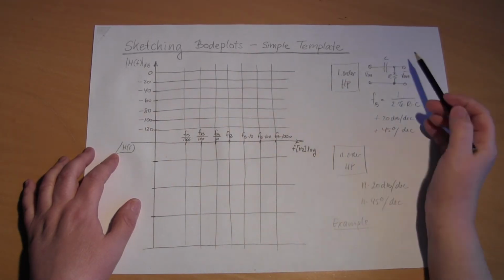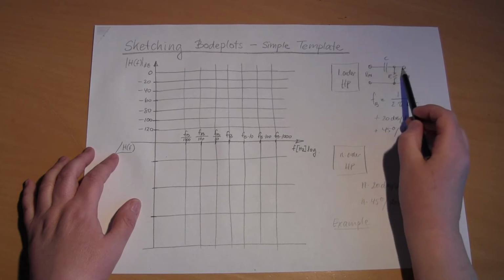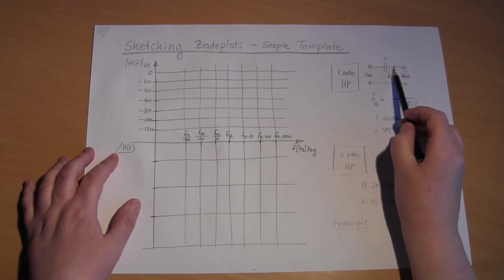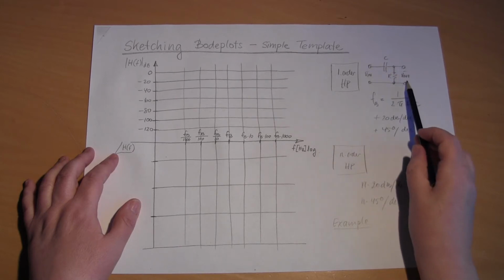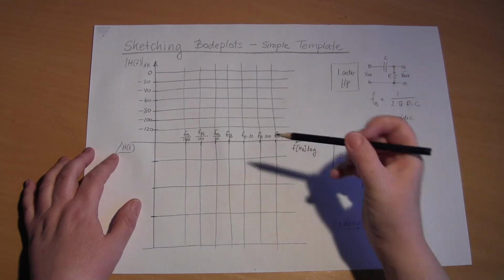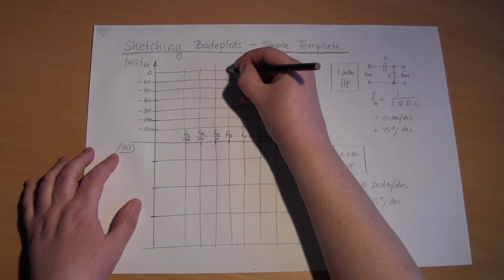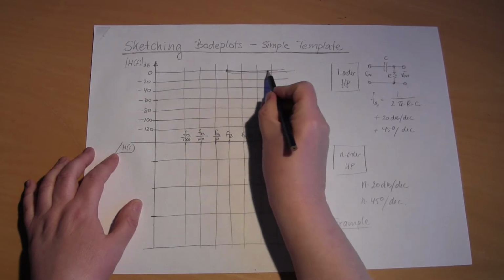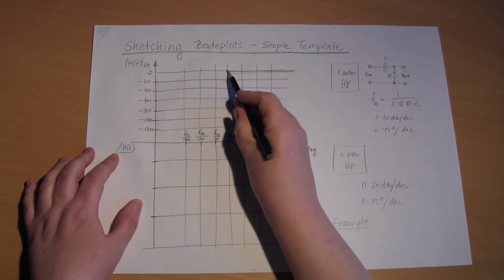So at higher frequencies than the breakpoint, the capacitor is a short circuit. So then V out will equal V in and we will have no attenuation. So from this point on there is no attenuation, so we are at 0 dB here.